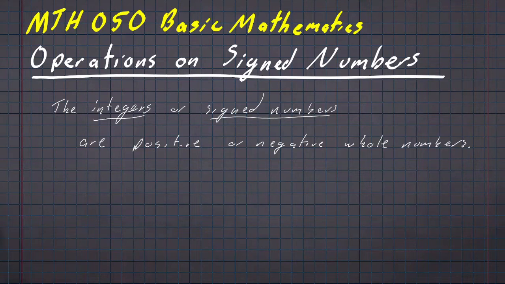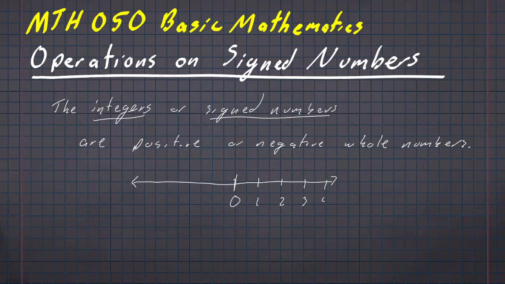So the integers or signed numbers are the positive or negative whole numbers. Thinking about this in terms of a number line, if we set 0 in the middle, we can count towards the right with 1, 2, 3, 4, and so on. We can also count towards the left with -1, -2, -3, -4, and so on in that direction.